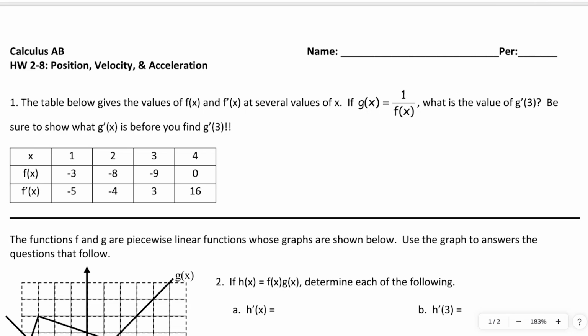Specifically, that the derivative of position is velocity, and the derivative of velocity is acceleration. So we'll keep that in mind as we answer all these questions.